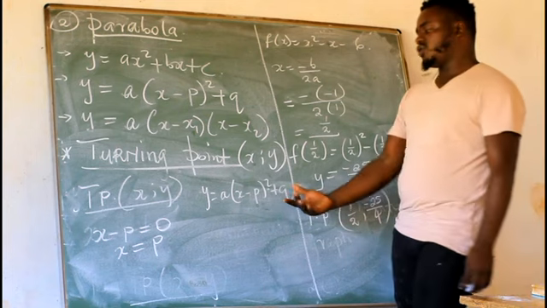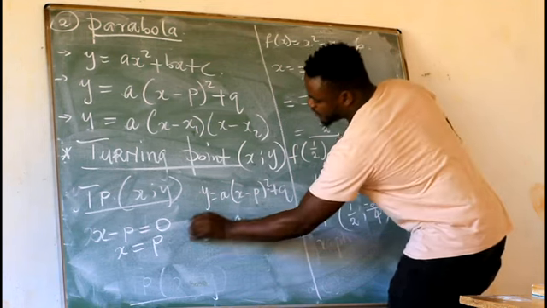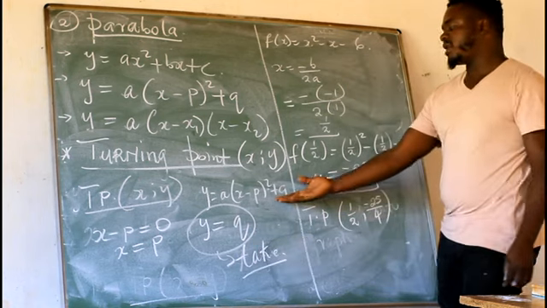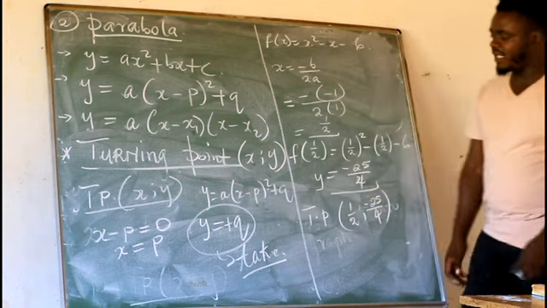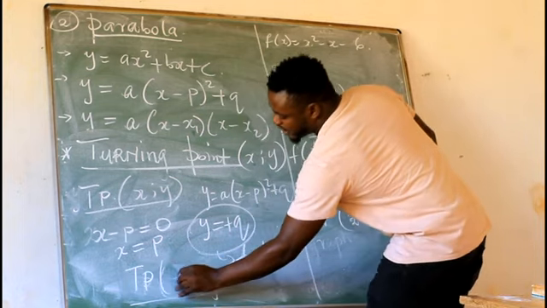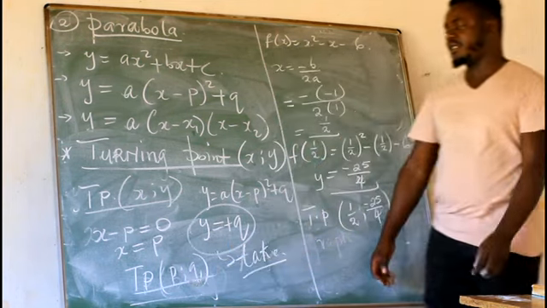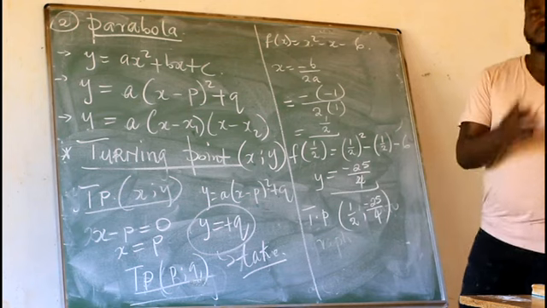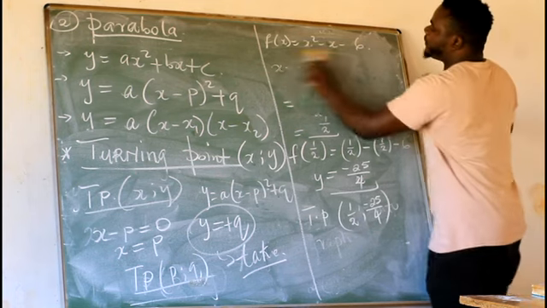That is the x value of the turning point. Well, how about the y value? Then y is going to be q. The q we just take, if only the graph is in this form. Now, the turning point, the TP, is going to be: our x value is p, and our y value is q. That is how you find the turning point, provided that the graph is in this form. Are we together, guys?